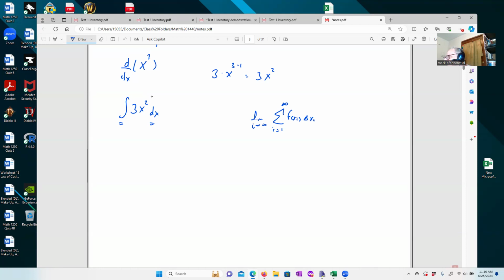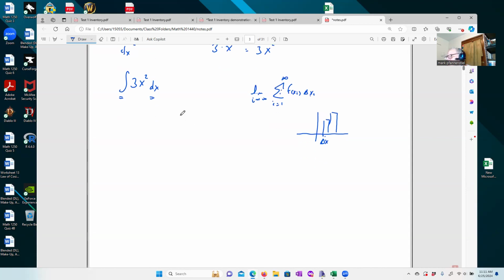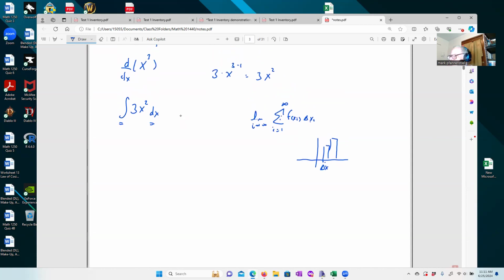What's happening here is we're getting a whole bunch of these tiny little rectangles. These are these delta x's right here. Adding up all of these little rectangles, these delta x's, that's the dx. So the dx works in tandem with the sum, because we're adding up tiny little rectangles. That's why this dx has to be there. They have to work together.